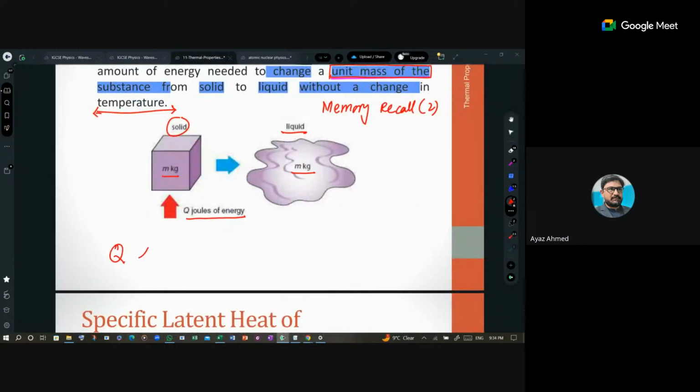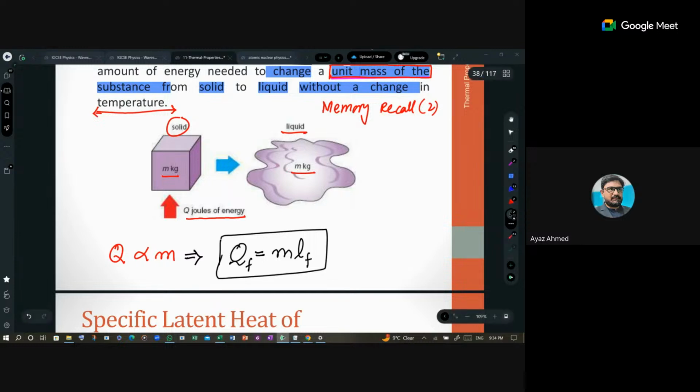Okay, as I told you, Q is equal to M. The heat which is required to change the state is directly proportional to mass. You have to melt more mass, you need more heat. So this Q is usually used as L, capital L, or simply we use Q is equal to M times L, and we use F here for fusion. I recommend this equation: QF, the thermal energy required for fusion, is equal to M times LF, where LF is your specific latent heat of fusion.